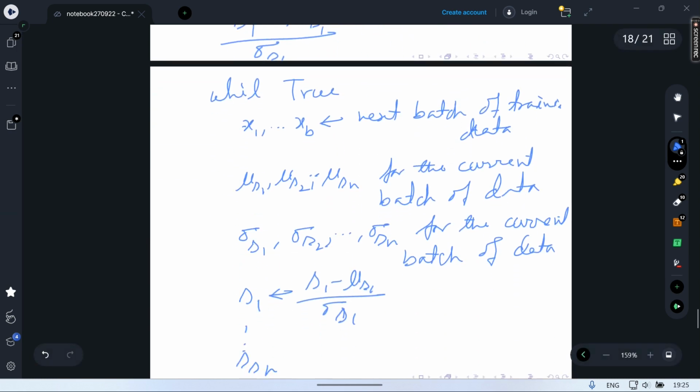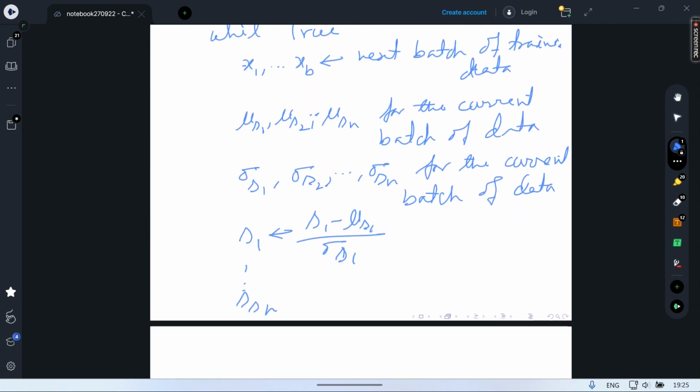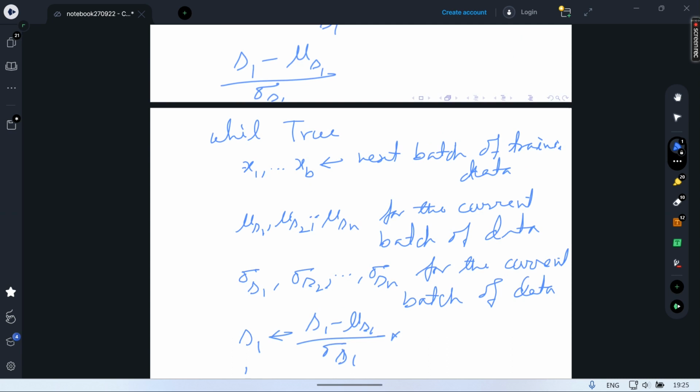Now additionally something extra is done. When you normalize this, you also learn a scaling and bias parameter for batch normalization. So you do something extra, but the basic concept is something like that. The idea is to make sure that the intermediate features are normalized to zero mean and unit standard deviation.